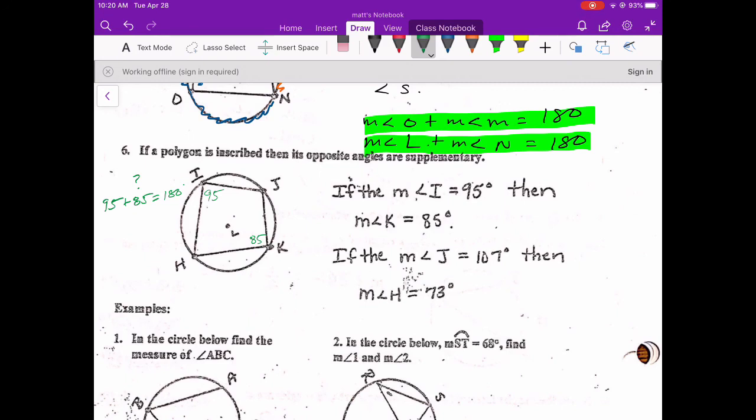If angle J was 107, then that angle across from it is supposed to be 73. Well, let's do a real quick check. 180 minus 107 is 73 degrees, and that's what this is supposed to be. So these are one more way to show you that the opposite angles of a quadrilateral are supplementary. They add up to 180. So when you see any quadrilateral inside of a circle, those opposite angles add up to 180 degrees.